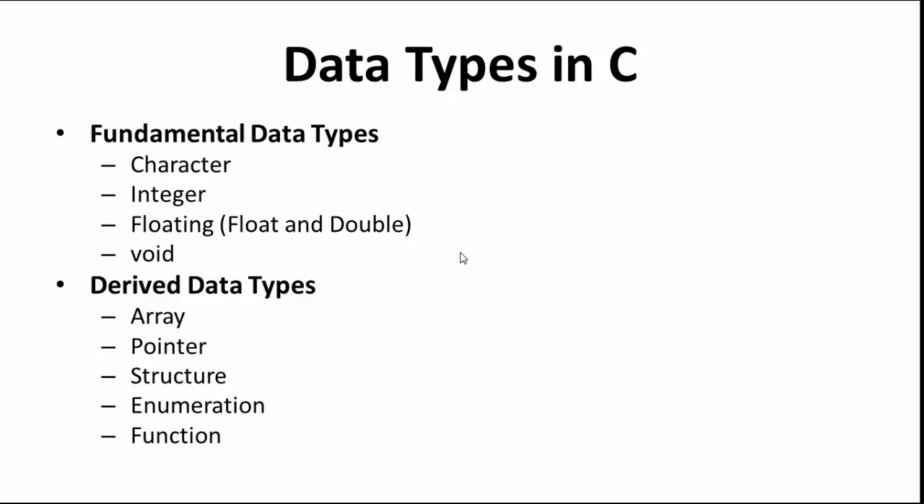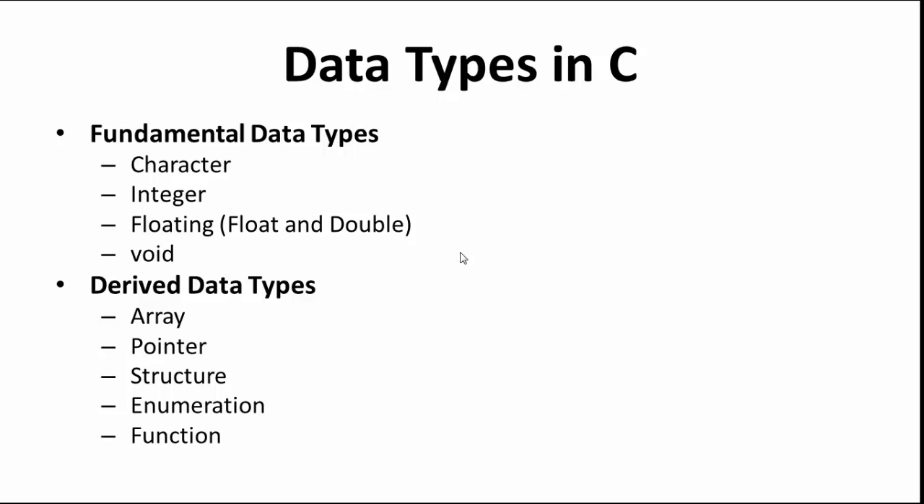In this video, you will learn about data types in C. So let's start. Data types are used to define the type and size of variables. They are used while declaring variables or functions. In C, data types are divided into two categories: fundamental data types and derived data types.